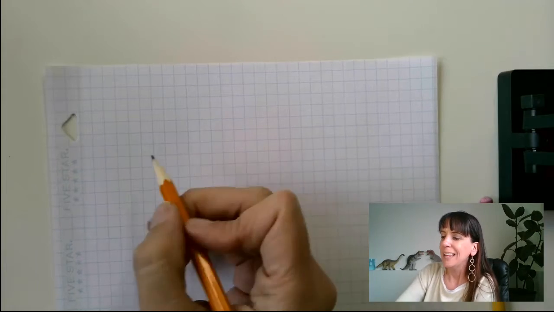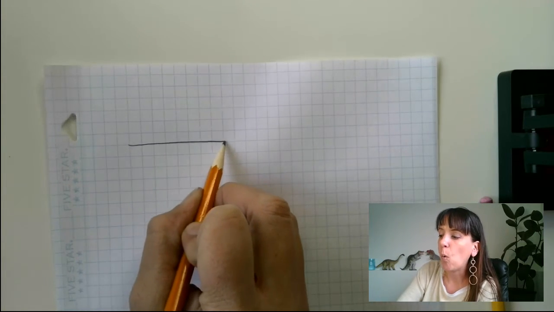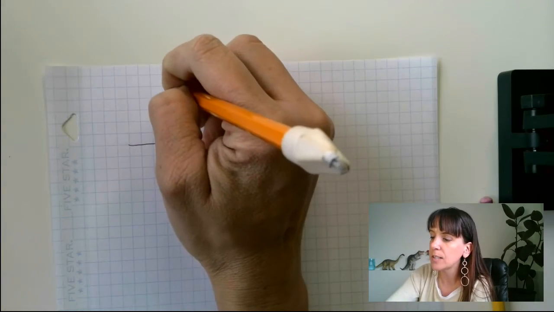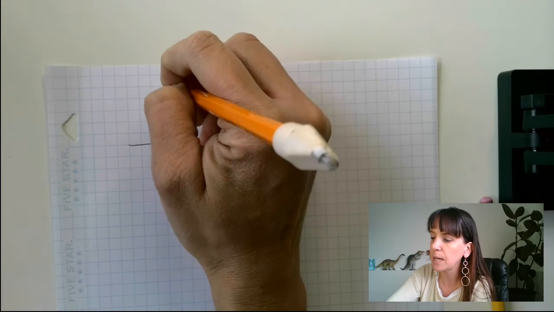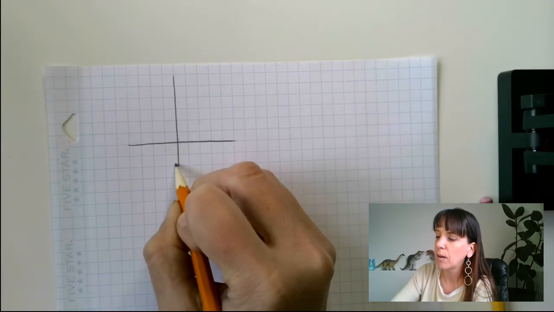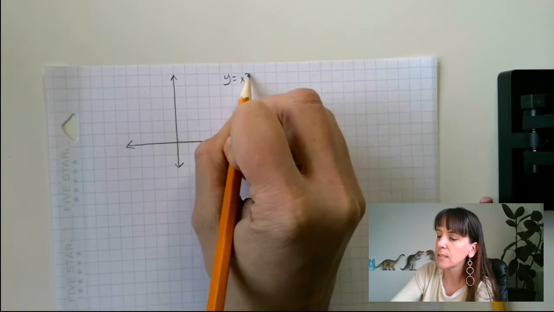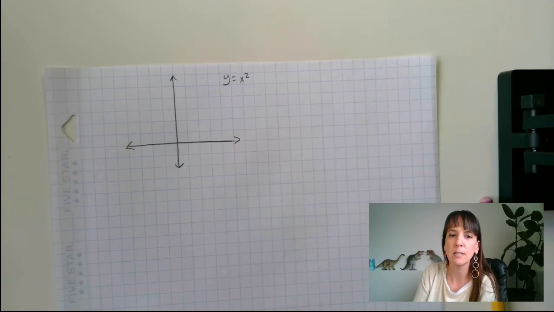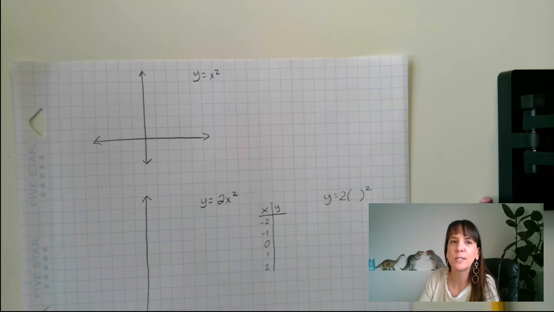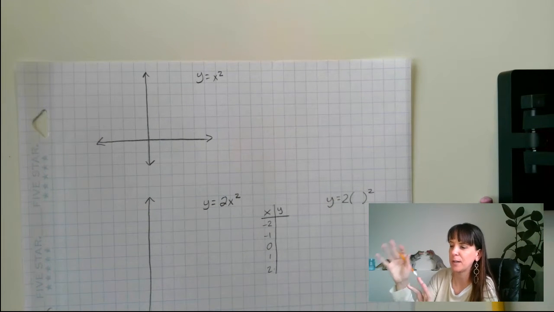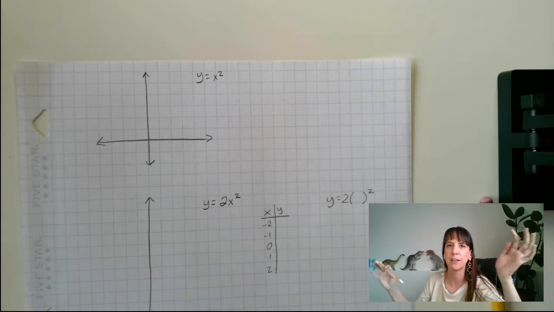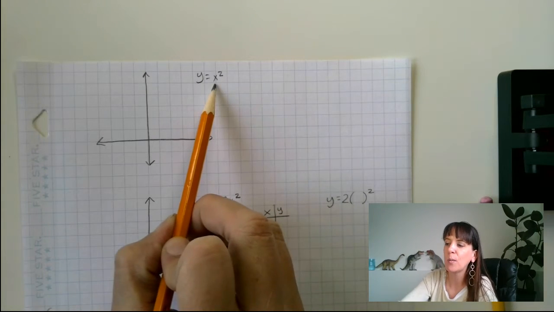All right, so let's talk about how that applies to some of these other things here. Let's talk about when that A is not 1. When we know that the A is 1, here's our parent graph, y equals x squared. Hold on, I'm going to pause and draw some of these. Okay, so I didn't think you'd want to sit there and watch me draw, so I did that and then paused it and came back.